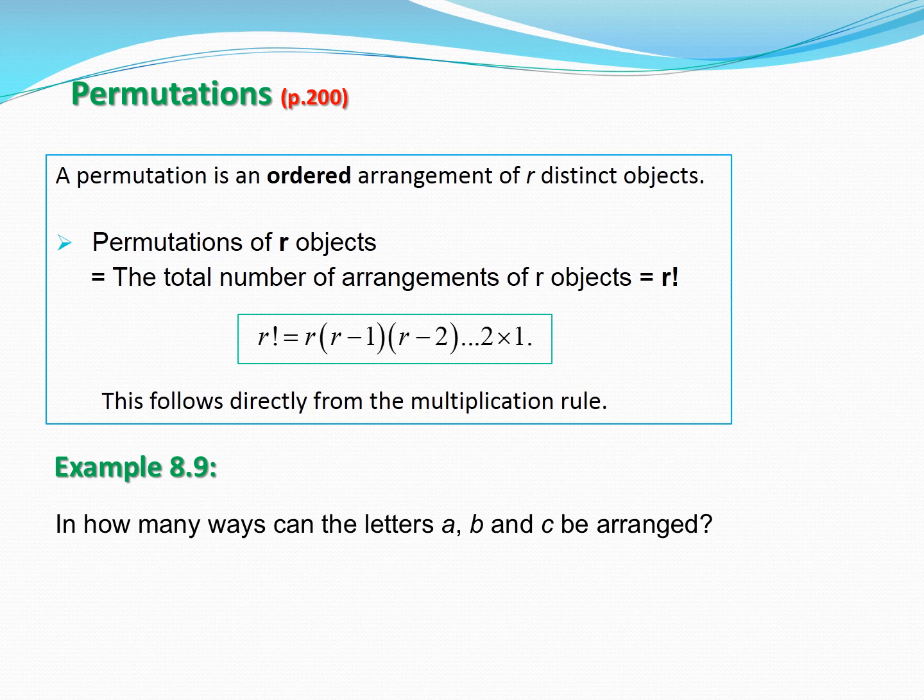So let's look at an example. In example 8.9, they tell you, in how many ways can the letters A, B, and C be arranged? So R is going to be equal to 3 letters. So I will have 3 factorial, or then 6 ways to arrange the letters. Since I have 3 possible letters for the first position, 2 possible letters in the second position, and then 1 possible letter in the third position, and these will then be the arrangements of those 3 letters.